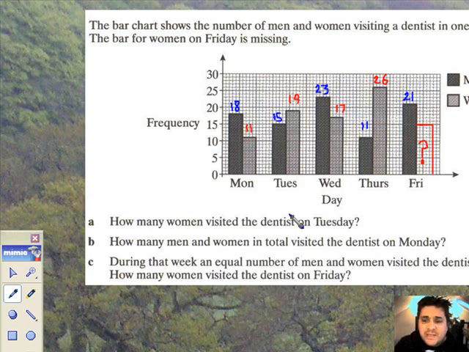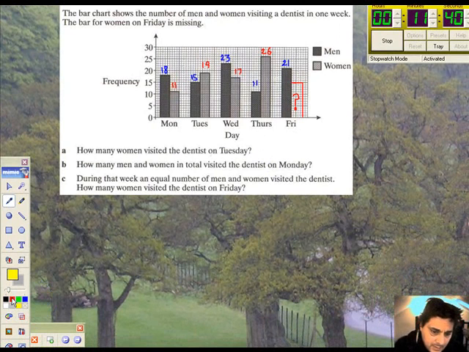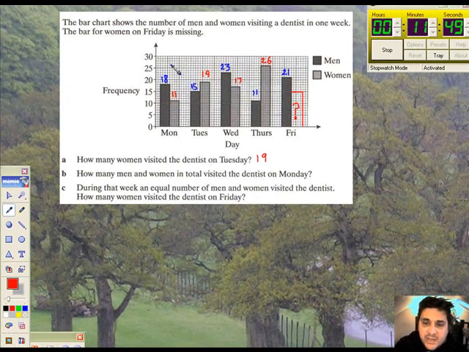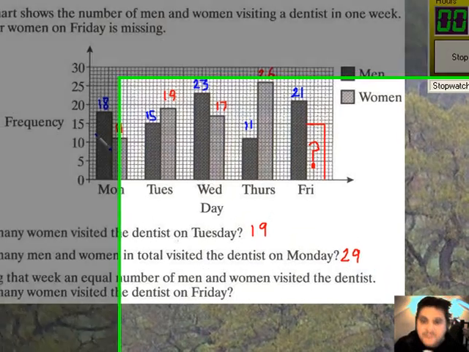Okay, how many women visited the dentist on Tuesday? Well, I've already done that. Tuesday goes up to 19 for the girls. It's working in the red. So 19 for the girls. How many men and women in total visited the dentist on Monday? Well, that's going to be the 18 plus the 11. That will give us 29. So 29 visited, because I've just added up those two bars there, haven't I?